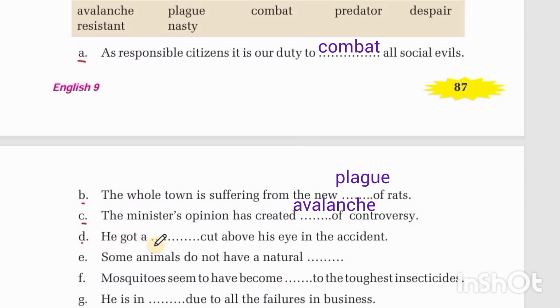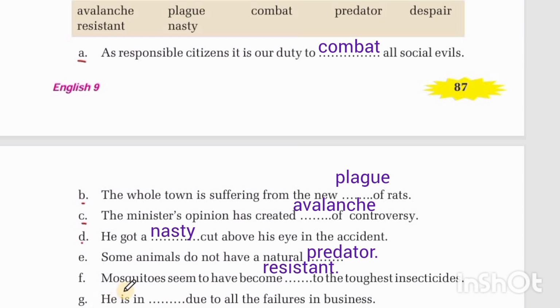D. He got a nasty cut above his eye in the accident. Nasty, disgusting, very unpleasant cut. E. Some animals do not have a natural predator or a natural killer. F. Mosquitoes seem to have become resistant to the toughest insecticides. Resistant means unaffected or immune to the toughest insecticides.